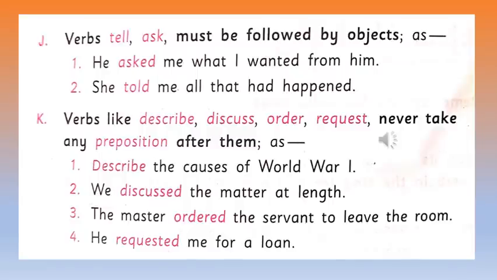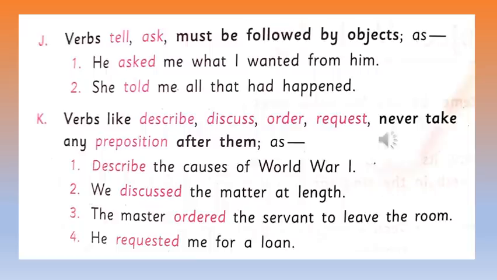Okay, the second last point is verbs "tell" and "ask" must be followed by an object. Like in the previous one: He asked me what I wanted from him. She told me all that happened. Okay, the verbs "tell" and "ask" take an object also. That is what it is. And the last point: verbs like describe, discuss, order, request never take any preposition after them.